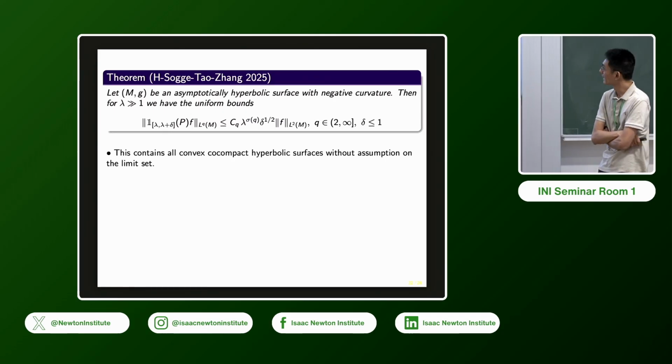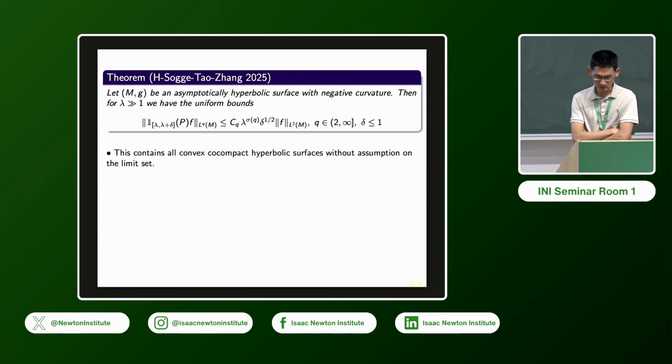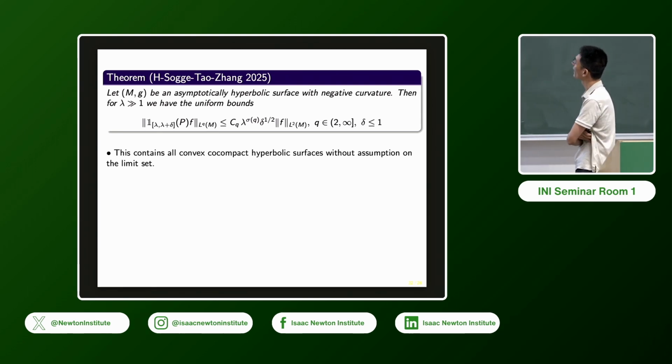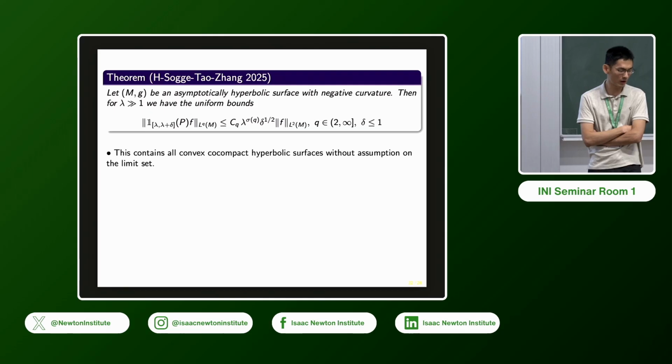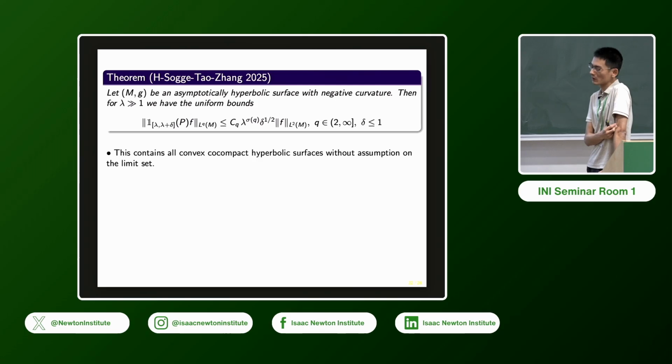So in the recent joint work with Zhongkai Tao and Zhexin Zhang, we showed that for asymptotic hyperbolic surfaces with negative curvature, the sharp spectral projection estimates hold for high frequencies lambda, and for delta that is arbitrarily small.